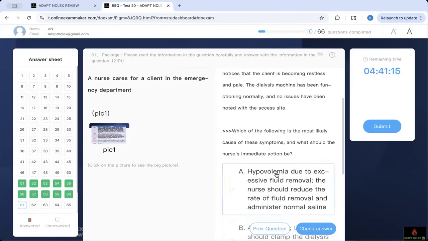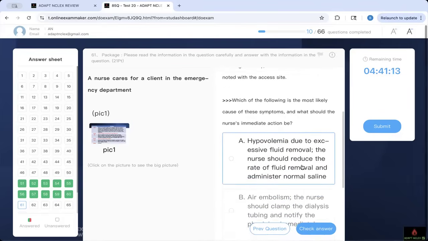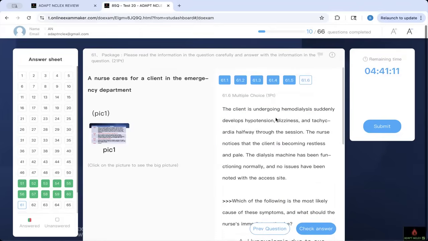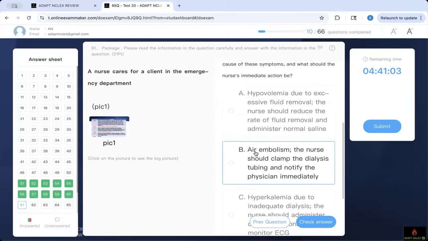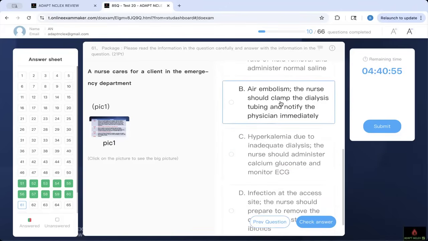This is what happened. Which of the following is the most likely cause of the patient's symptoms? Remember, they're on dialysis: hypotension, dizziness, tachycardia. What do you think? Is this hypovolemia due to excessive fluid removal? The nurse should reduce the rate of the fluid removal and give them what? Normal saline. Is this an air embolism? The nurse should clamp the dialysis tube and notify the physician.